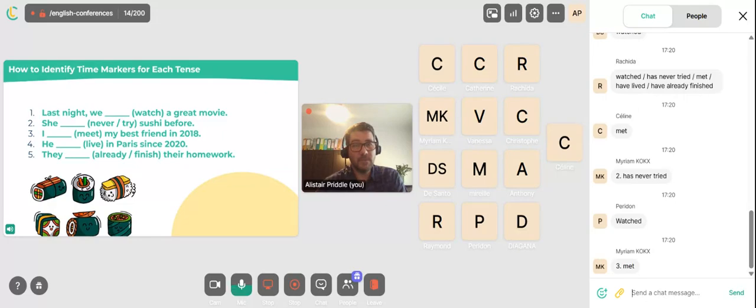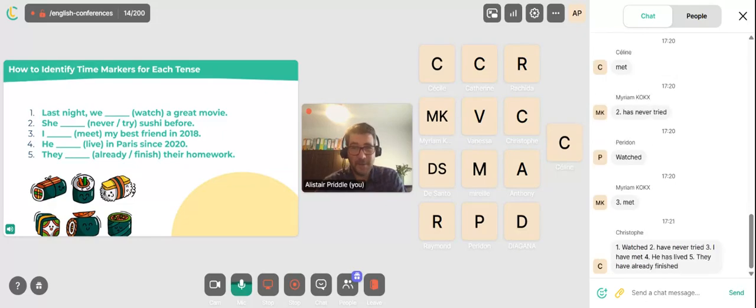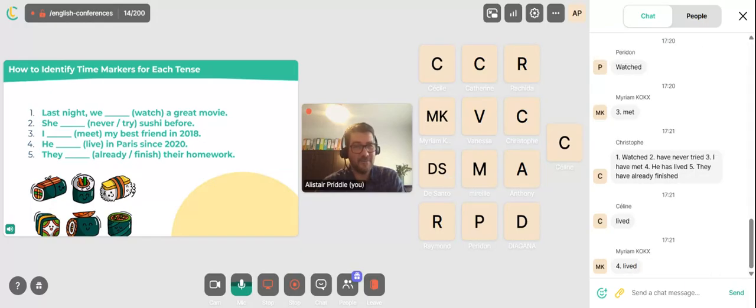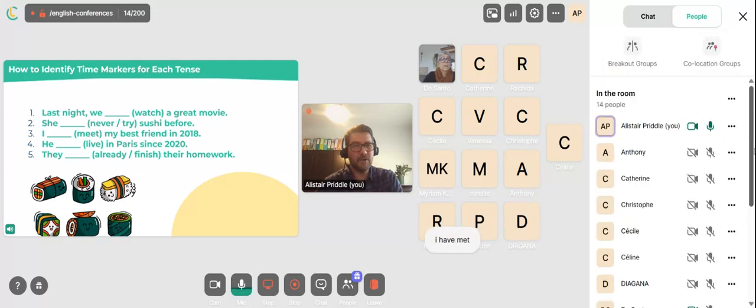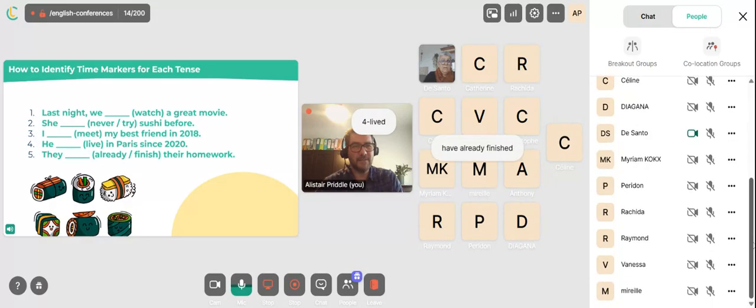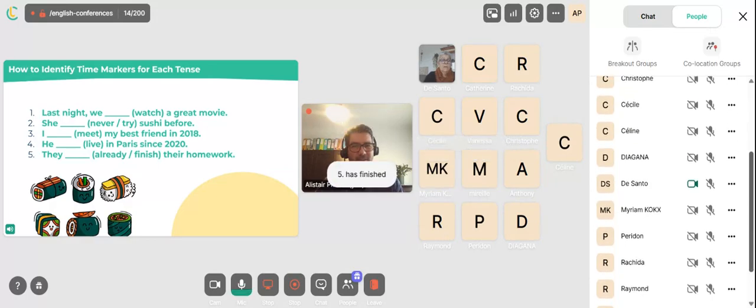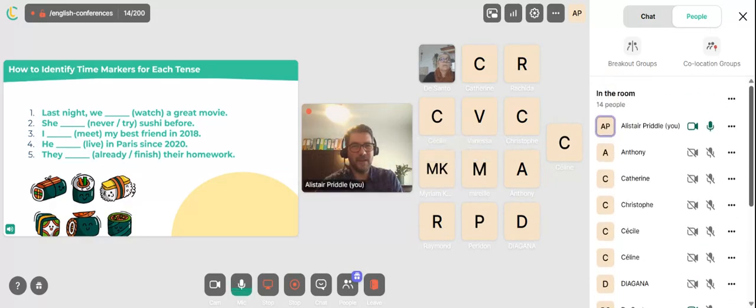Okay, so we've got some answers coming into the chat. Fantastic, guys. Very good. Feel free to continue to use the chat to put in your answers. And in a moment, we'll have a look at those completed answers.